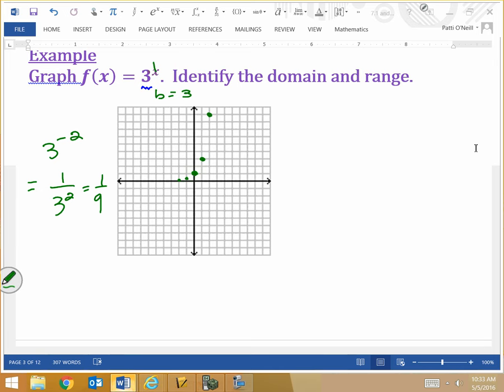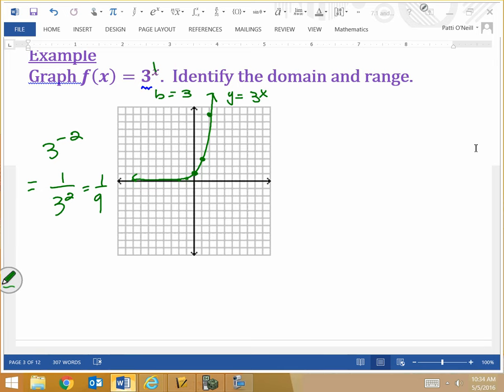I can't even keep it away from the x-axis with my marker here, so it looks like it's touching, but it will never actually touch or cross that horizontal axis. So I'm going to connect my dots. And this is the graph that resembles y equals 3 to the x. We can call it y or f of x.